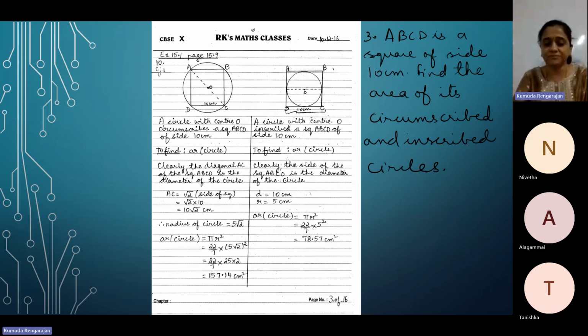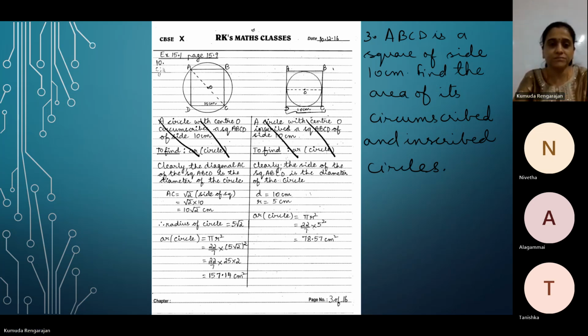Written all of you? Yeah. Now, this is just a repetition. You don't have to write this. Just draw the circle, meaning draw the figure.